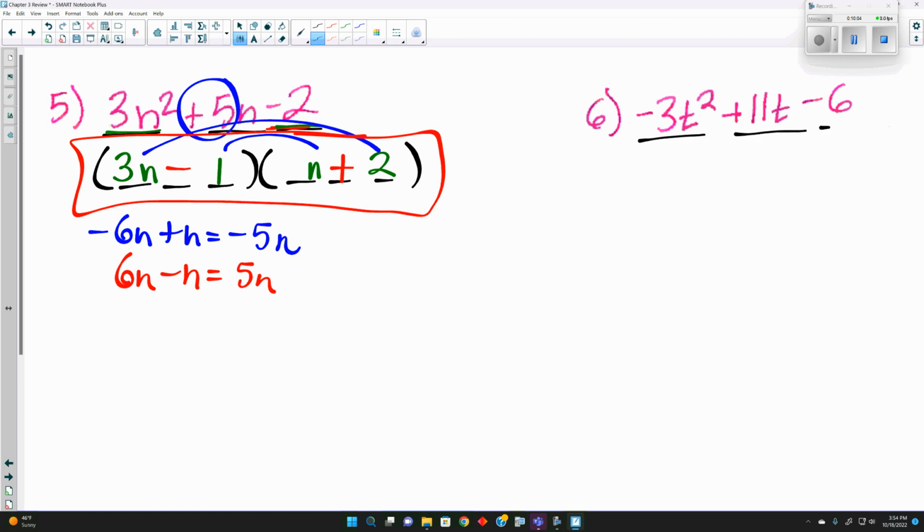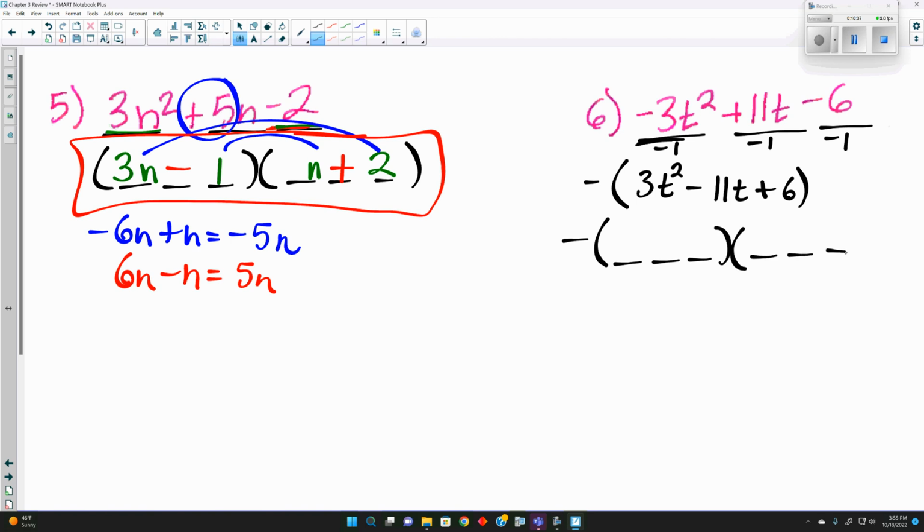Let's look at the next one here. And again, we look for a greatest common factor, and this time we don't have a greatest common factor, but because we have -3 in front of t squared, we're actually going to factor out a negative. We're going to divide each one by essentially -1, which is going to turn -3t squared into 3t squared. It's going to turn positive 11t into negative 11t, and it's going to turn -6 into positive 6. So we're really just pulling that negative out, which is just changing the sign of each of the three terms.